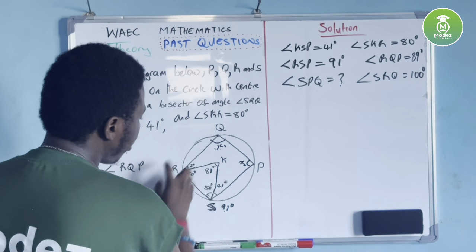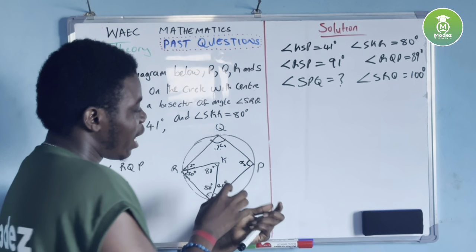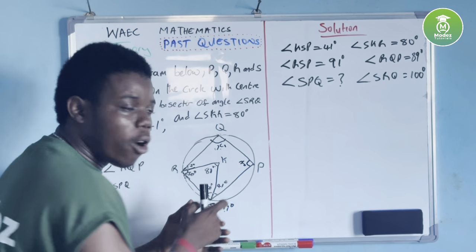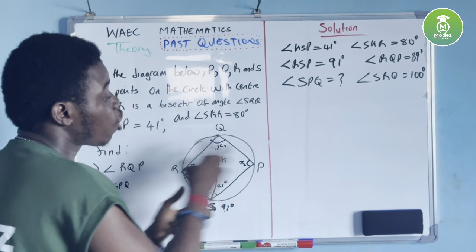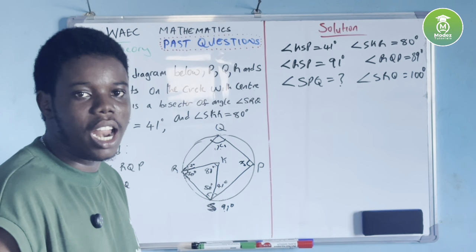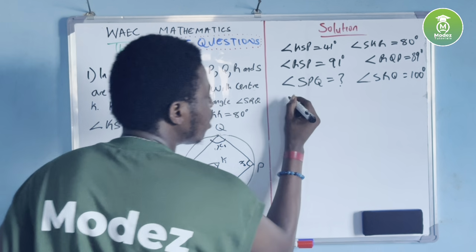Now, since you already have this, how do you then get x2? Very, very simple. Sum of opposite angles in a cyclic quadrilateral are equal. So you write it.